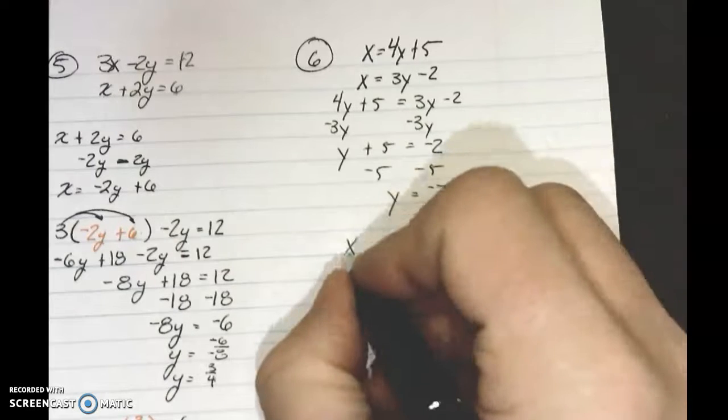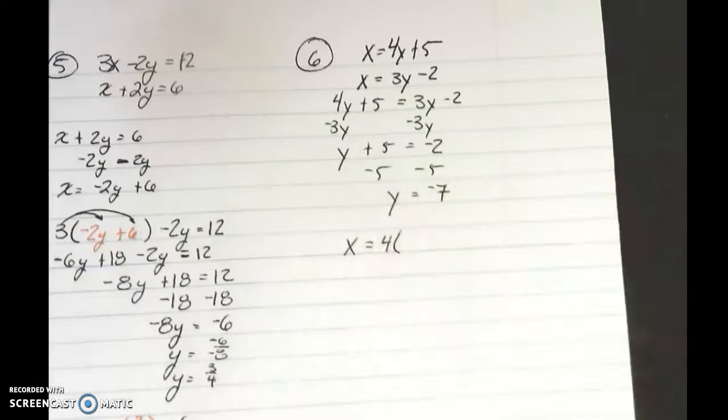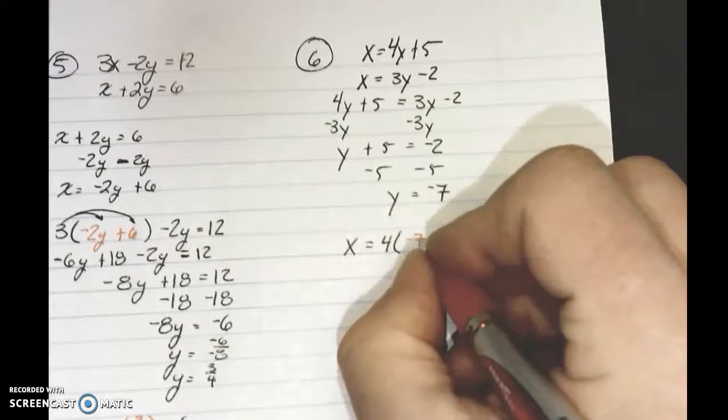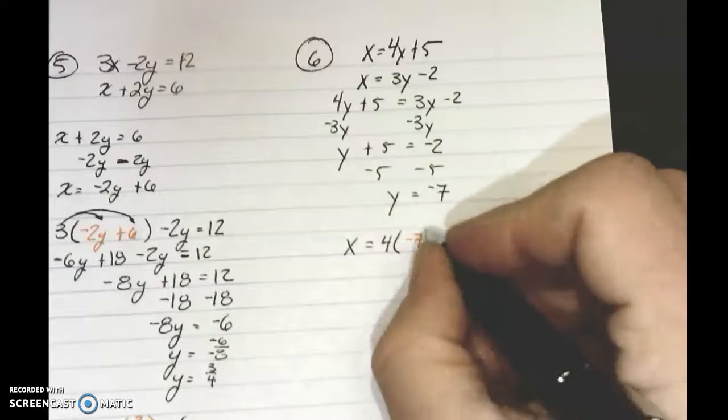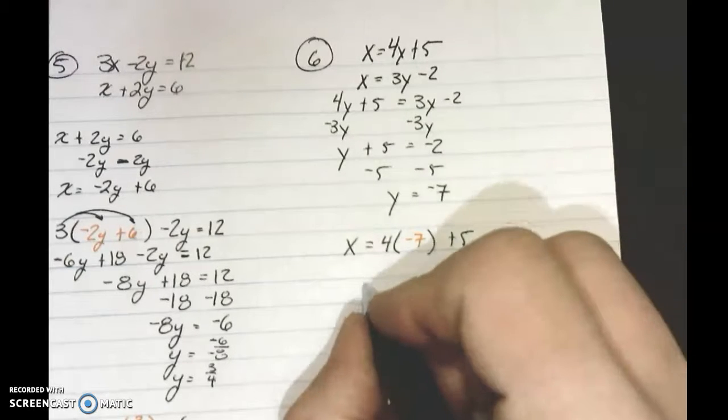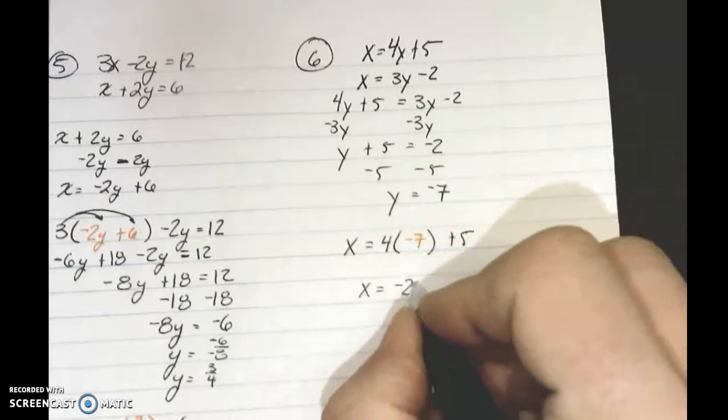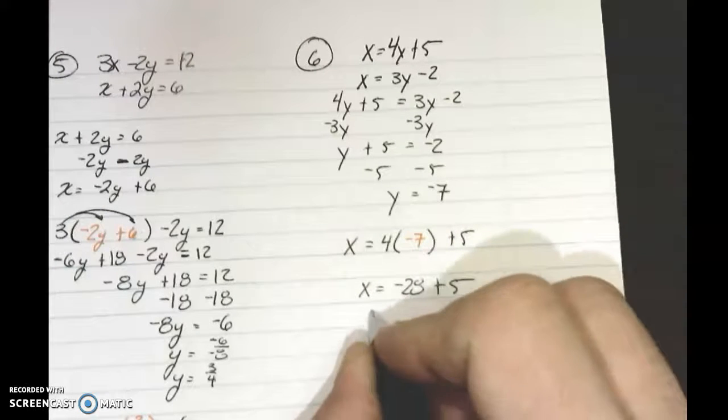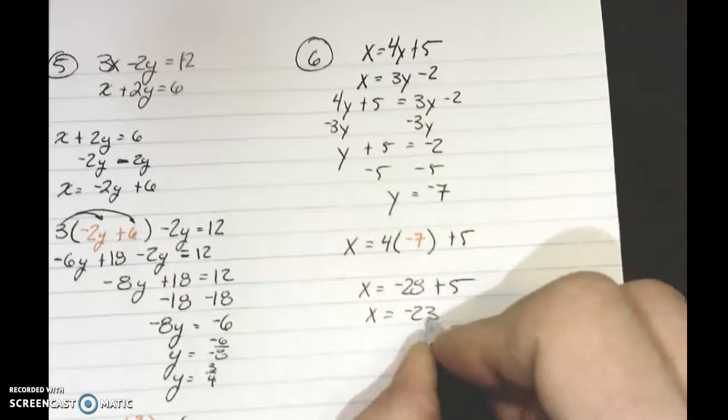And then x is equal to 4 times negative 7 plus 5. So x is equal to negative 28 plus 5. x is equal to negative 23.